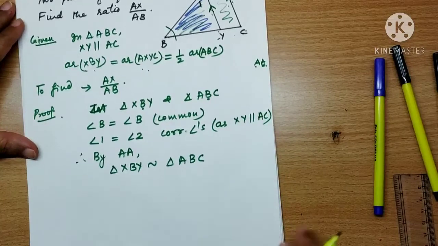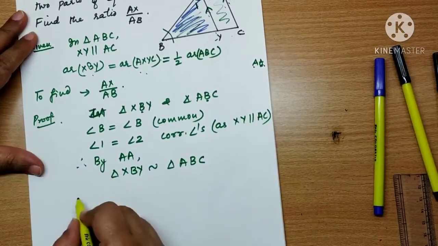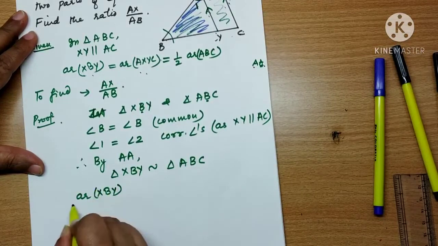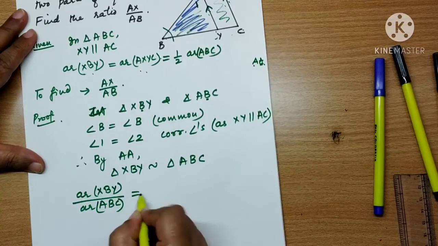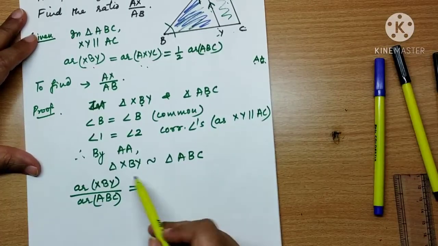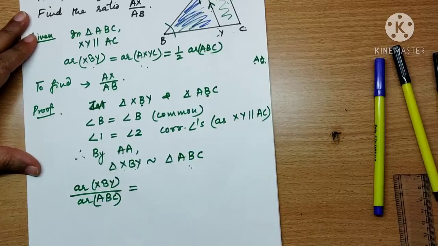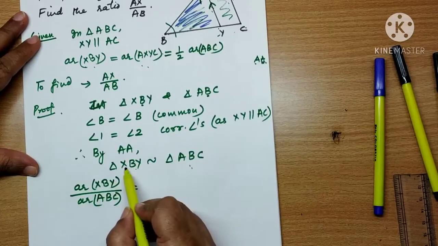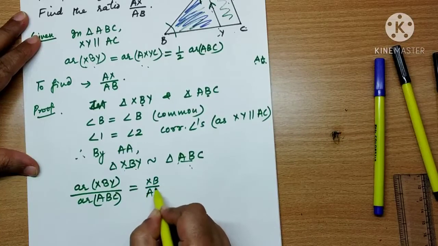Now I have two similar triangles. Now I can compare the ratios of their areas. Area of XBY by area of ABC will be, the theorem says, if we have two similar triangles, the ratio of their areas is equal to the square of the ratio of their corresponding sides. So which are their corresponding sides? XB and AB. This will be XB by AB square, right?